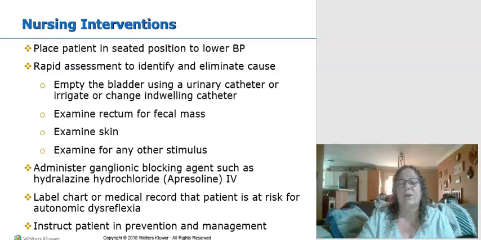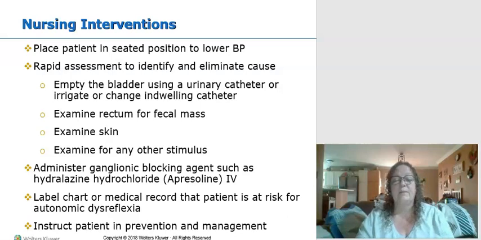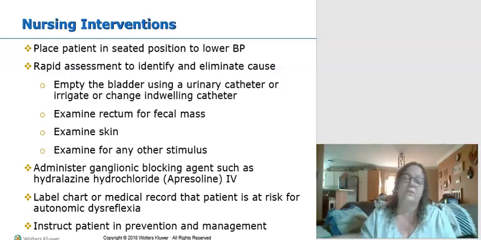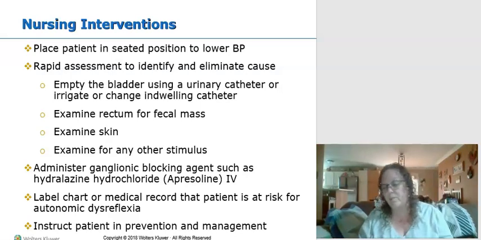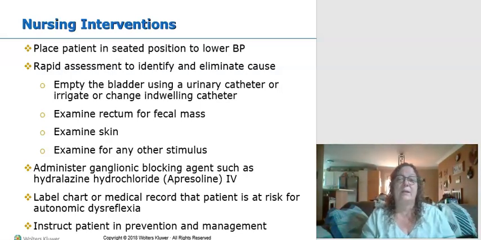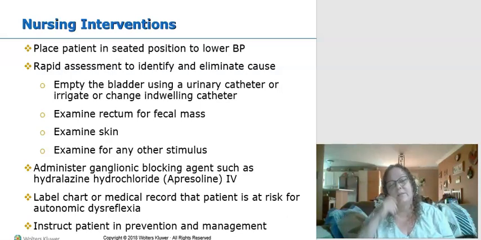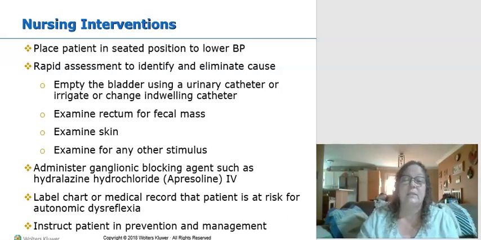You will label the chart or medical record that the patient is at risk for this so that people are extra careful, and instruct the patient in prevention and management. So they'll need to know the signs and symptoms at home, what triggers it, right? And what to do. They'll need to call 911, but if you're at home and you call 911 and they're coming, you can self-cath if that tends to be the issue.